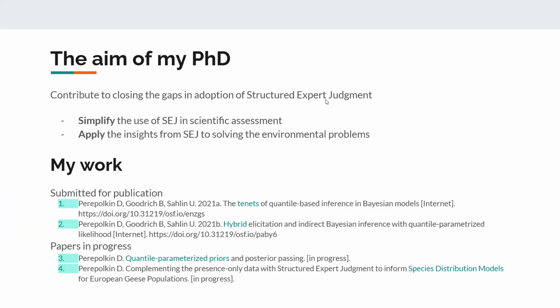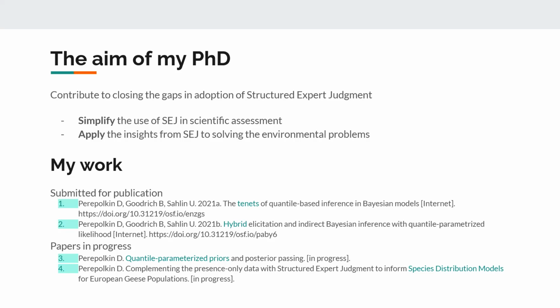Okay, so regarding my work, we have published a few articles that are already submitted for publication in the process. One of them is tenets of quantile-based inference, and the other one is called hybrid elicitation of indirect Bayesian inference with quantile-parameterized likelihood. These papers are in the journals, and there are two others that I'm working on right now. Quantile-parameterized priors, one of them, and the other one is related to species distribution model.